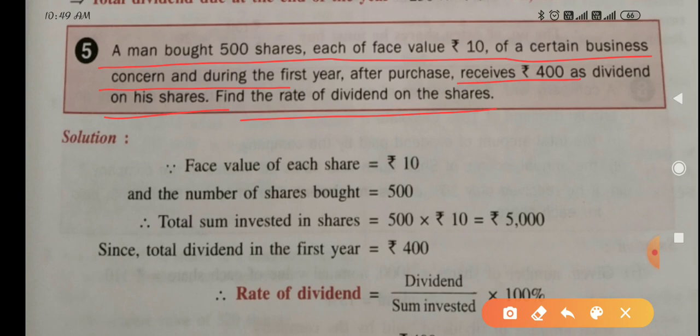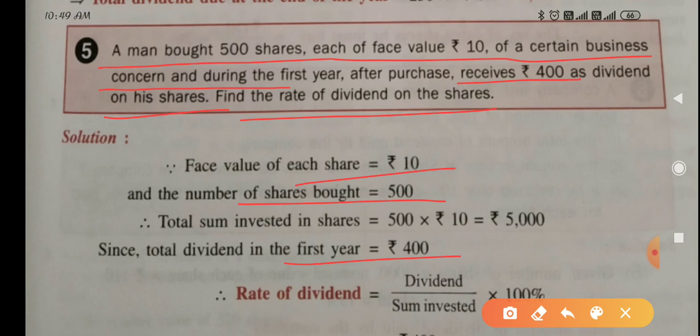Listen, what is the difference between the previous question and this question? In this question, dividend is given this time. The man is having 500 shares. Number of shares you know, 500. It is given. NV of each share 10 rupees. It is also given. 400 rupees income is given. Rate of dividend you have to find.